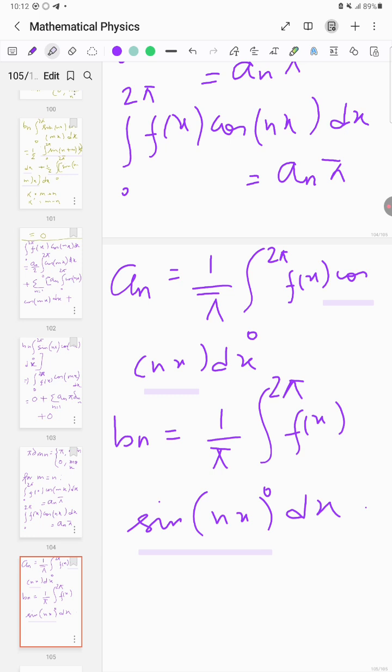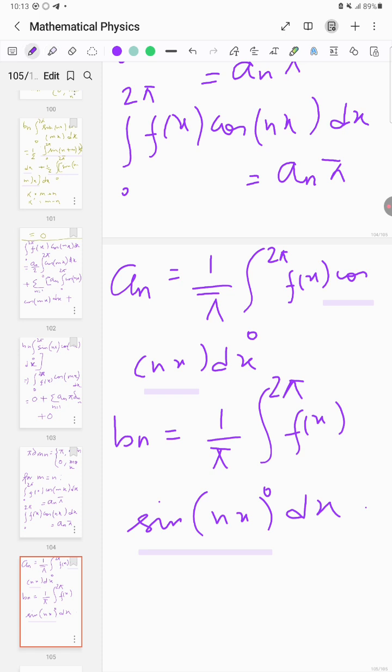Rest all look similar. Both have 1 by pi in it, both have integration 0 to 2 pi in it, both have f of x as the first term inside the integration, and dx in the end. That is necessary, you cannot avoid it. Just the term being different: an has cos nx, bn has sin nx. That's the only difference in an and bn's expression, and an and bn being the coefficients of Fourier series. We had found out a naught, now we have found out an and bn.